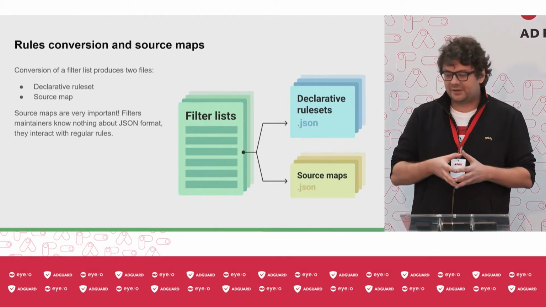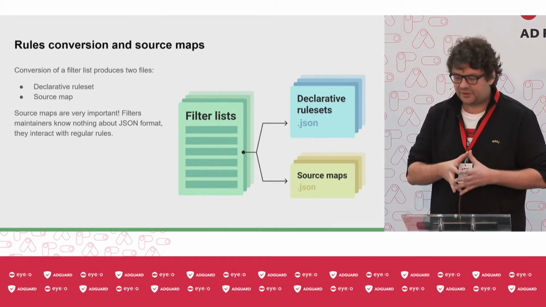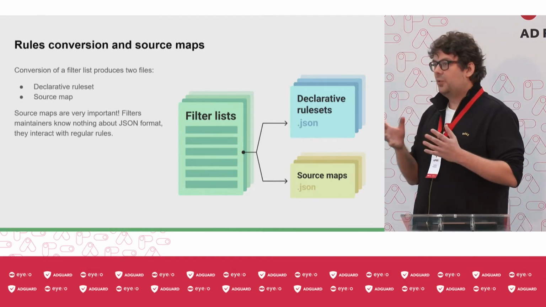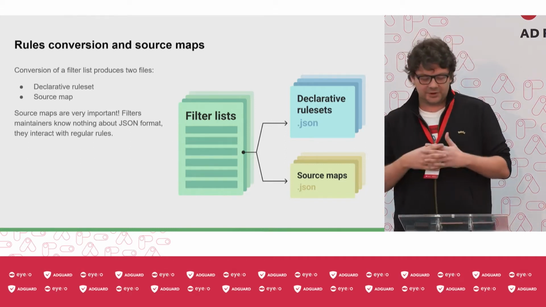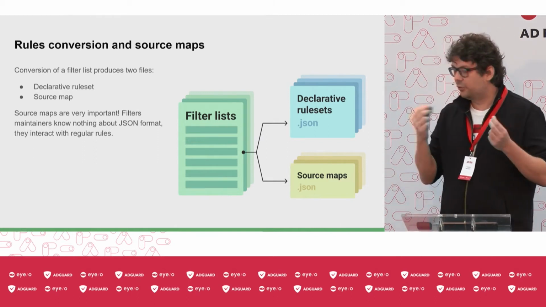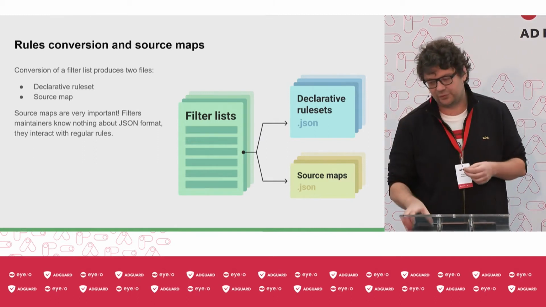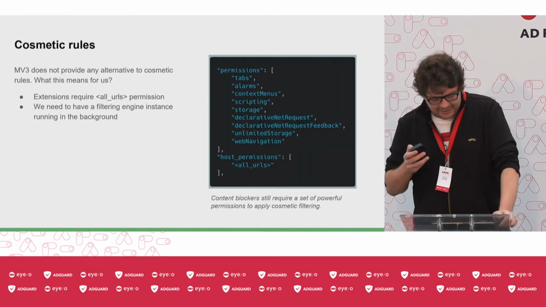Because as I said, maintainers know nothing about JSON format. They don't want to know anything about it. They want to interact with regular rules. And we need to have something that connects the regular rules with these declarative rules. So these are called source maps.